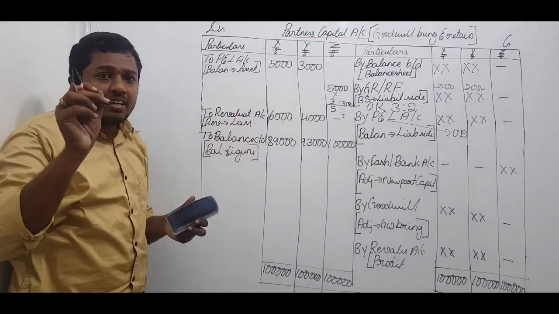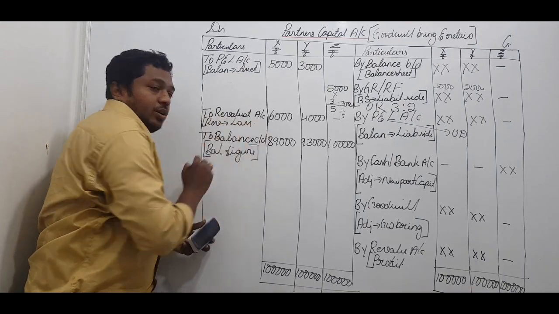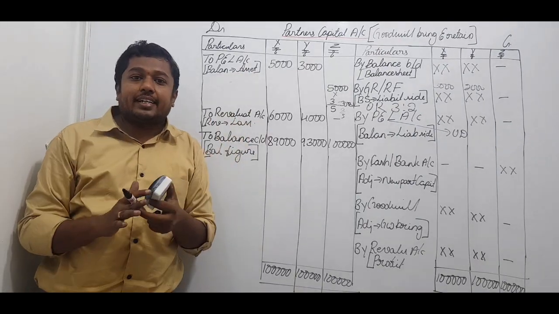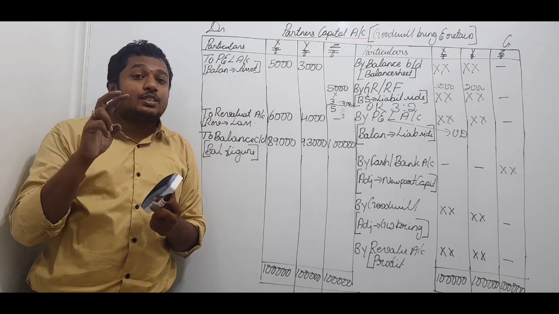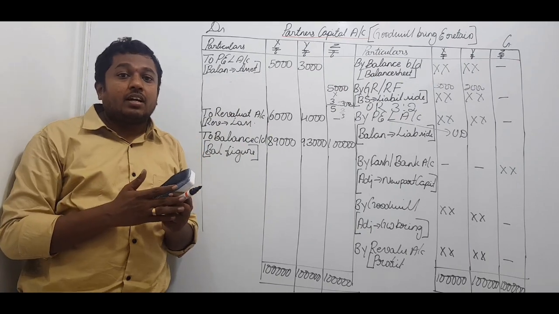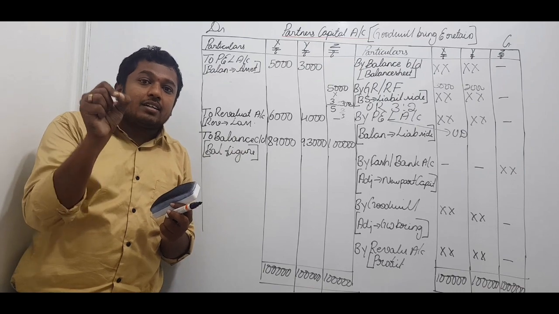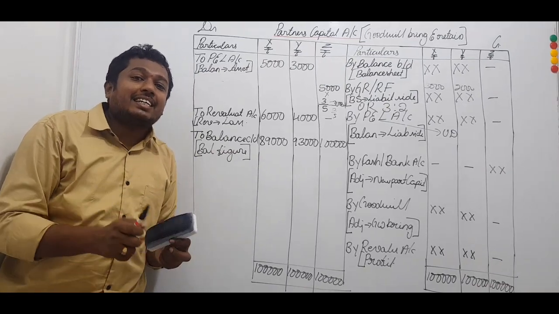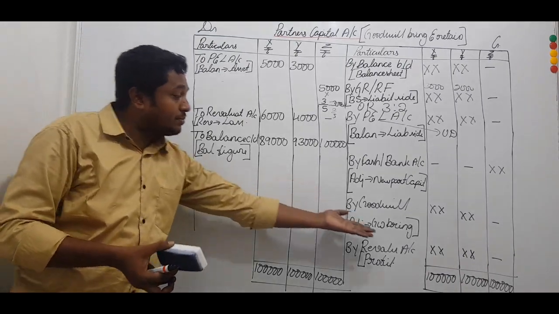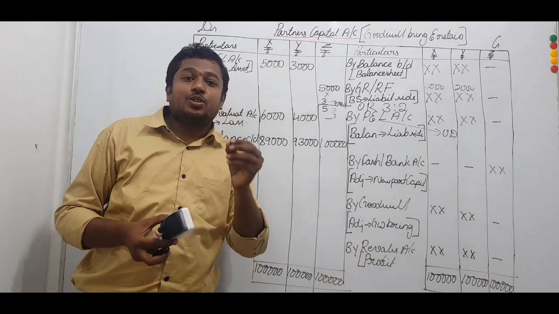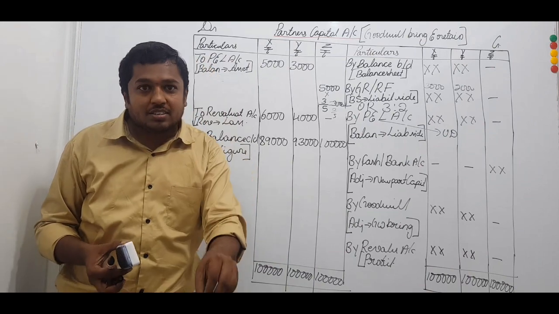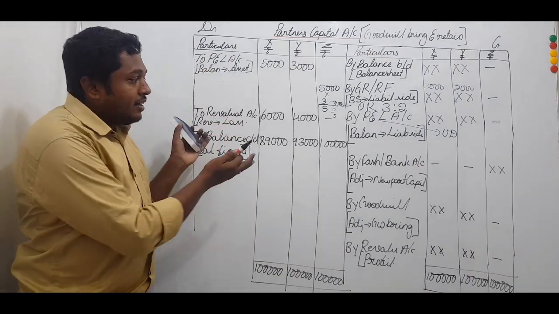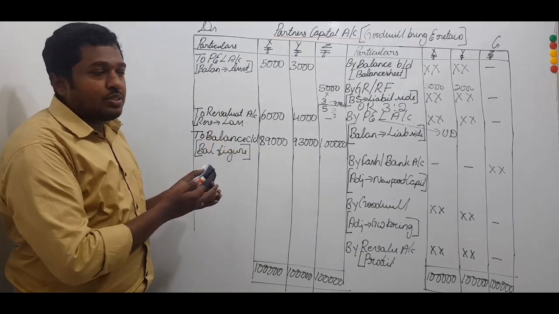Then revaluation account. In a single problem, you will not get revaluation twice. If you get revaluation account profit, then it comes under the credit side. If we get revaluation account loss, then it comes under the debit side. Then it's time for winding up the account.